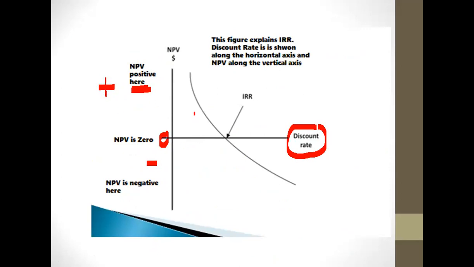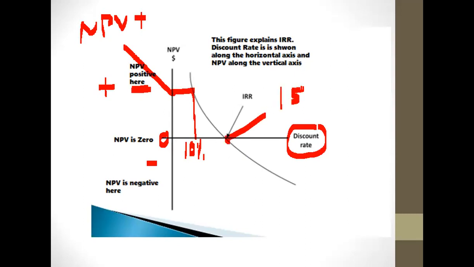Okay, suppose that your rate of interest or discount rate is 10%. Then you have positive NPV. So here NPV is positive. Suppose that your rate of interest becomes 15%. Then what happens? Your NPV is 0.